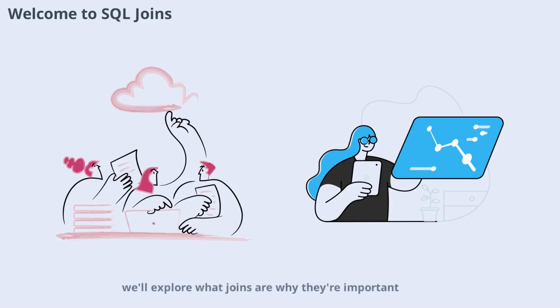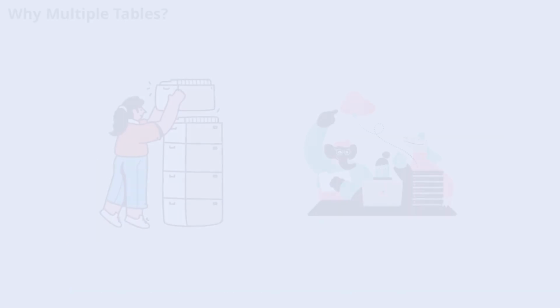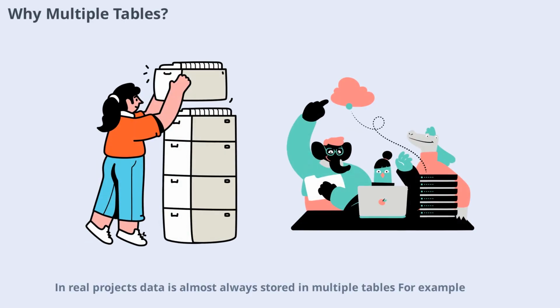Throughout this lesson, we'll explore what joins are, why they're important, and how you can use them to unlock powerful insights from your data. In real projects, data is almost always stored in multiple tables. For example, you might have one table for customers and another for their orders. This approach keeps data organized and efficient, but it also means you need a way to connect related information. Imagine trying to find out which customers placed which orders. Without a method to link these tables, you'd be stuck with incomplete answers. That's why understanding how to join tables is a must-have skill for anyone working with databases or analyzing data.